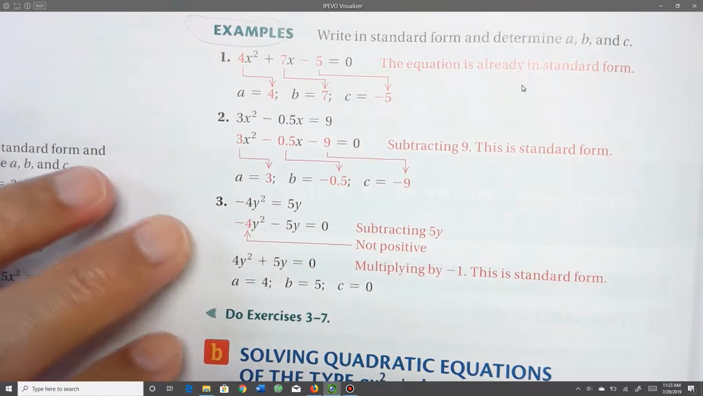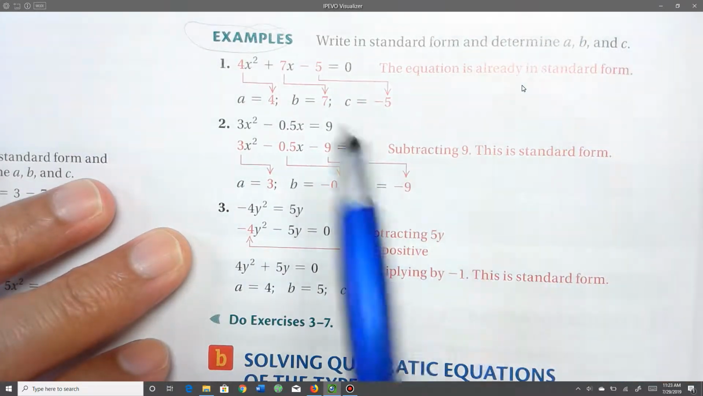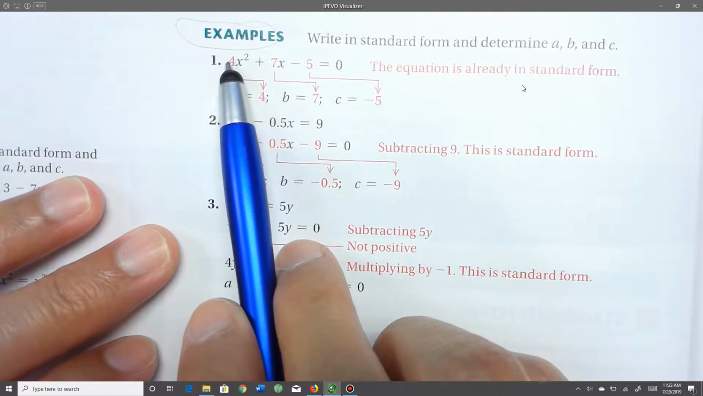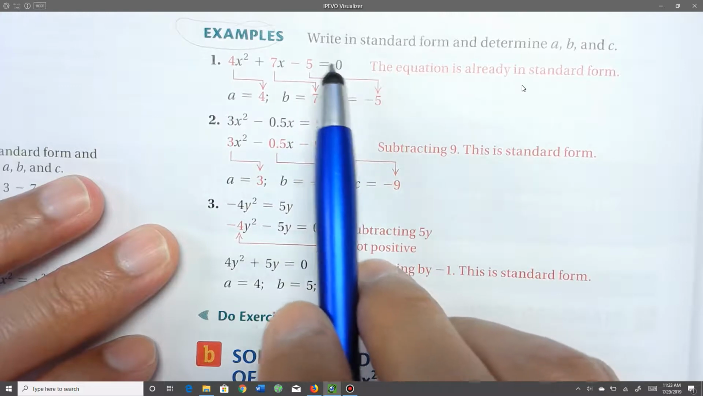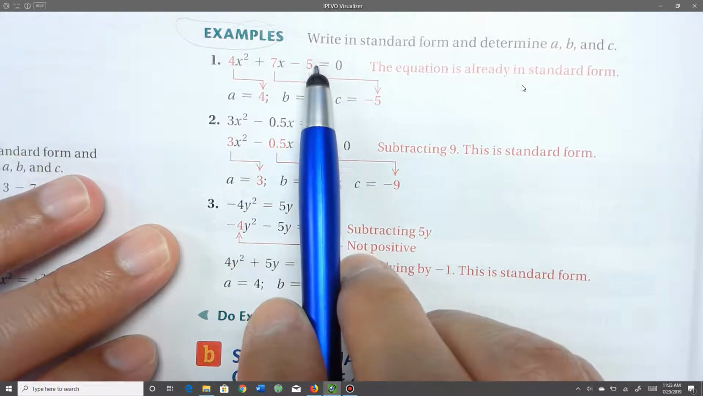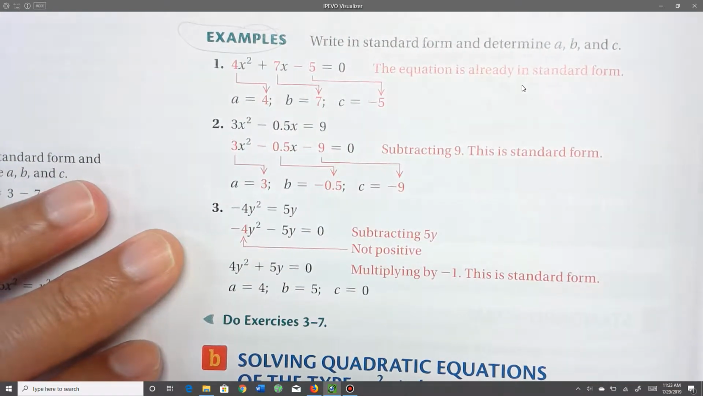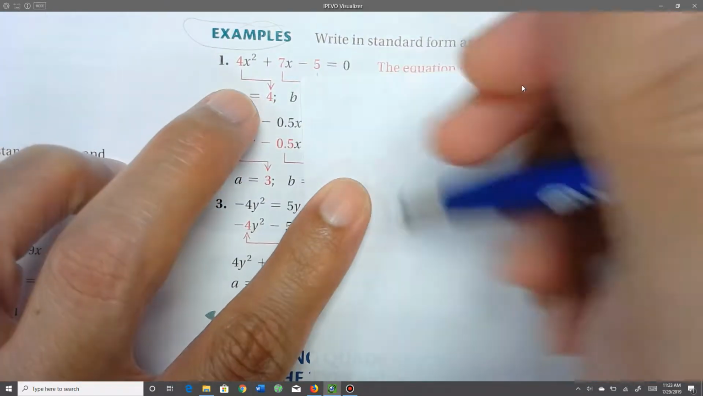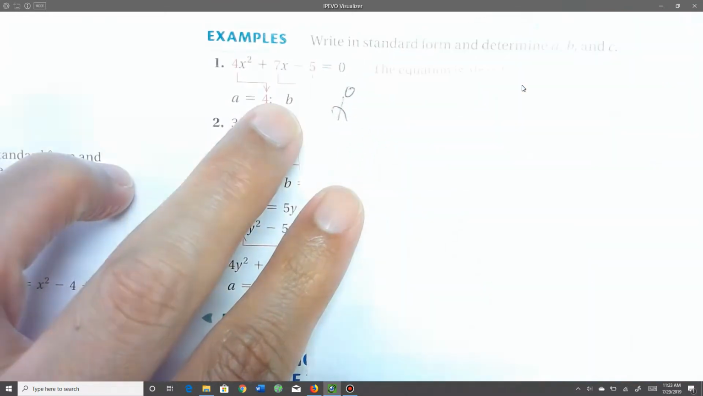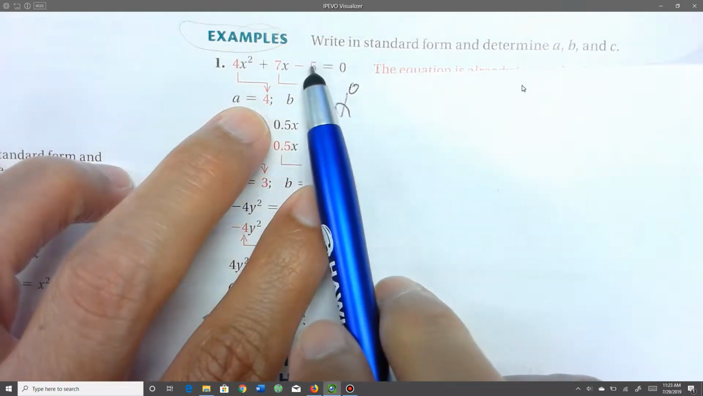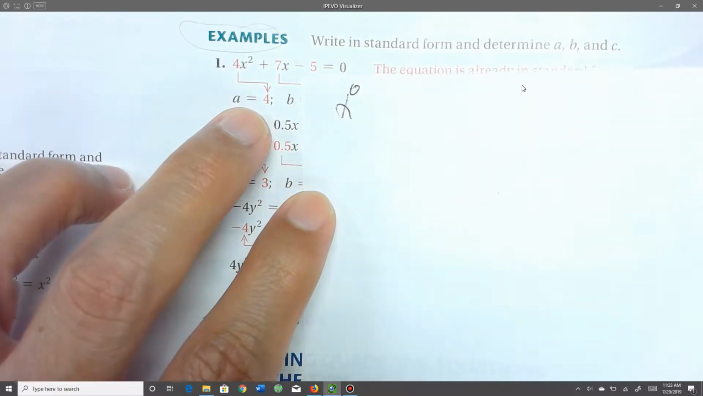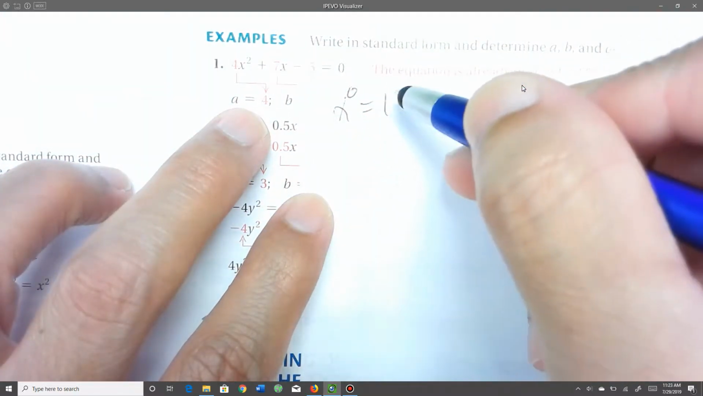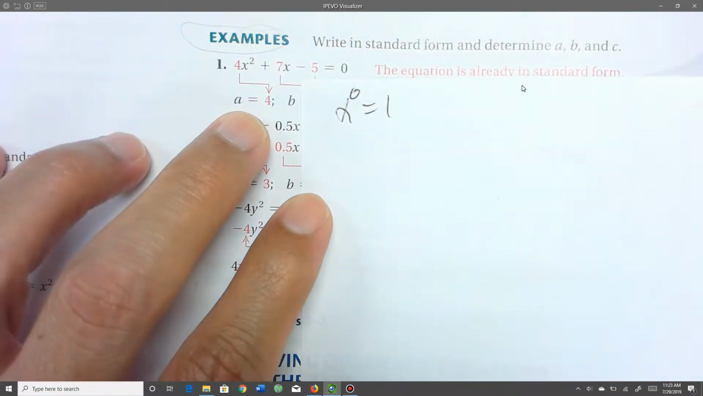A, B, and C, those are the coefficients of x squared, x, and the constant, except you don't see that x here because we don't write it, because that's the same thing as x to the 0 power, okay? So -5 would be the coefficient of x to the 0 power. In case you didn't know, that means 1.